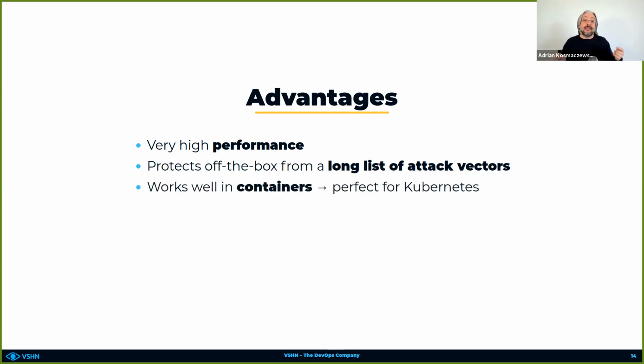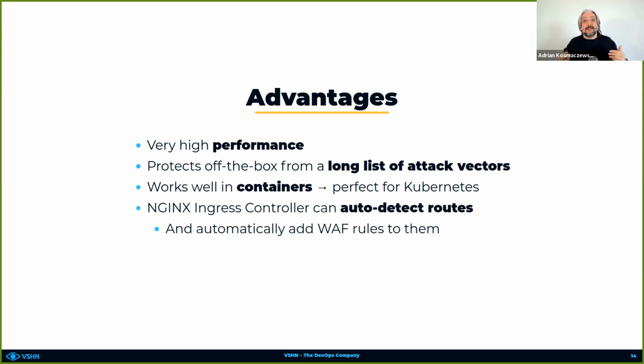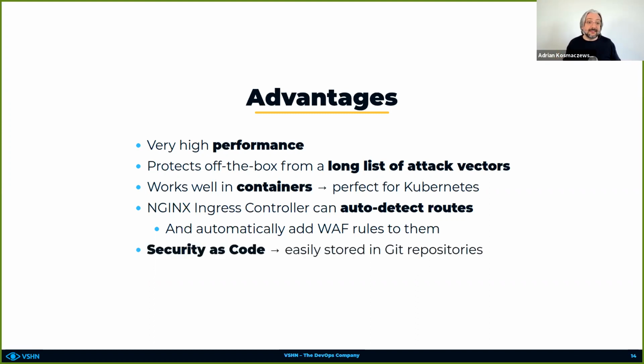And this is awesome. It works very well in containers, which makes it perfect for Kubernetes. And Kubernetes is becoming the standard deployment platform of the world, so it's very important that we have this compatibility. And App Protect is not all alone. Thanks to the NGINX ingress controller, also provided by F5, App Protect can be integrated and activated automatically so that it discovers the routes that are available on your Kubernetes cluster and automatically has WAF rules applied on them. And this is incredibly simple and very fun. We're going to see that in the demo in a few minutes.